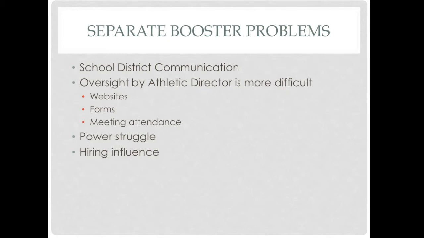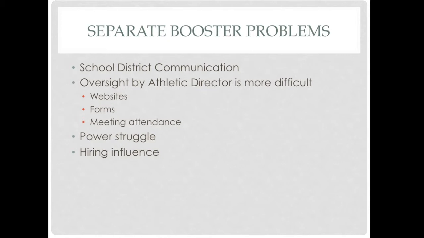Oversight by an athletic director is more difficult. I kind of mentioned this already. When you look at websites that different booster clubs have, the forms they use, and if they're following the correct language and protocol required by the school district, also attending meetings becomes problematic. So all this puts a strain on an athletic director.